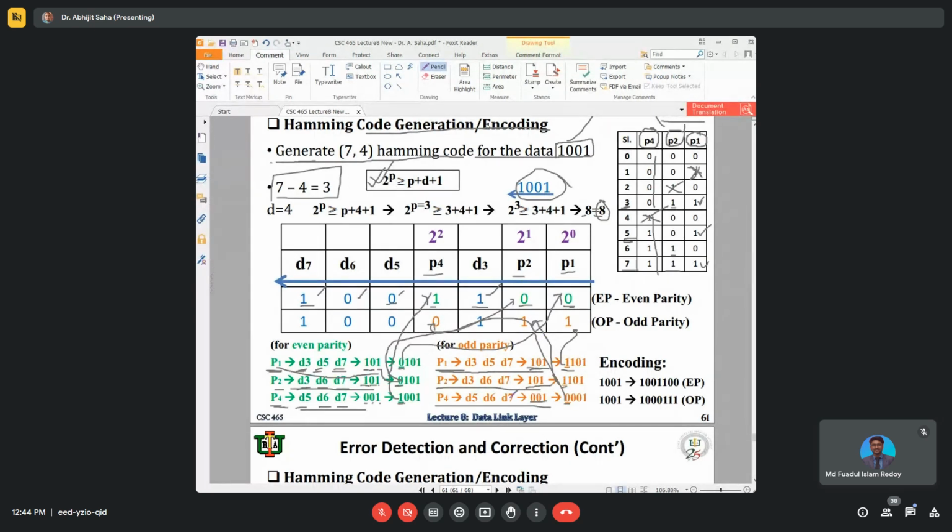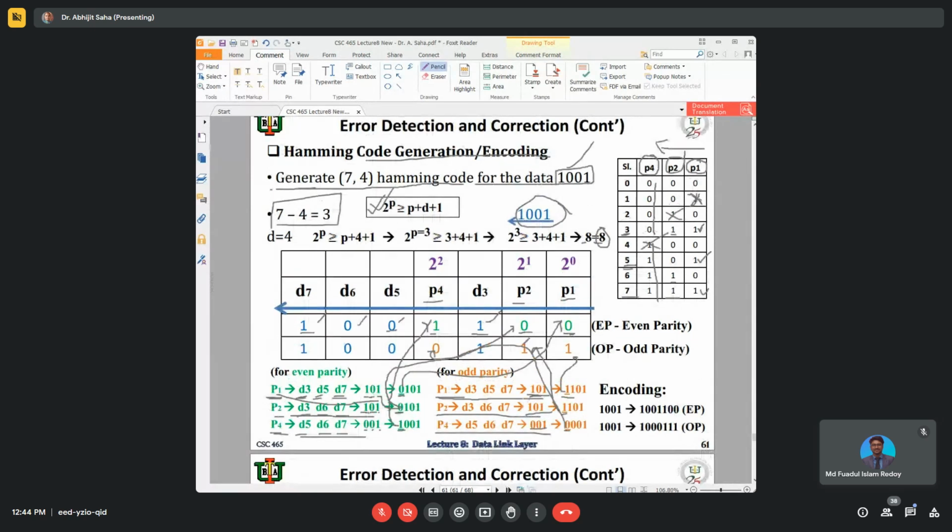So this is the encoding you are going to do. When you get the parity, this is your even parity encoded data, and for odd parity, this is the encoded data. I have shown the encoding here. What was my original data? That was 101. For 101, in the even parity, we get 1001100. So this is my encoded data, which is going to be sent from the sender to the next node. Do you understand that?